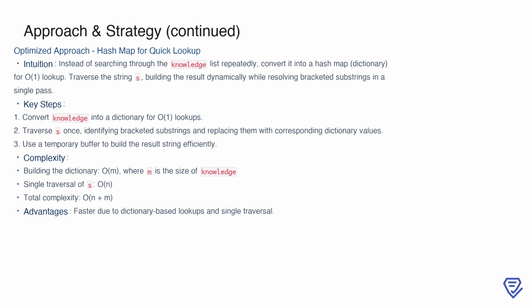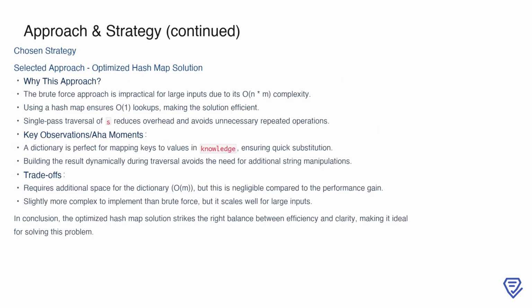efficiently. The optimized hash map solution is the chosen strategy due to its balance of efficiency and scalability. The brute force approach, with its O(n * m) complexity, is not practical for large datasets, whereas the hash map approach ensures O(1) lookups and a single pass traversal of the string. This streamlined process avoids redundant operations and builds the result dynamically, making it both faster and more efficient.